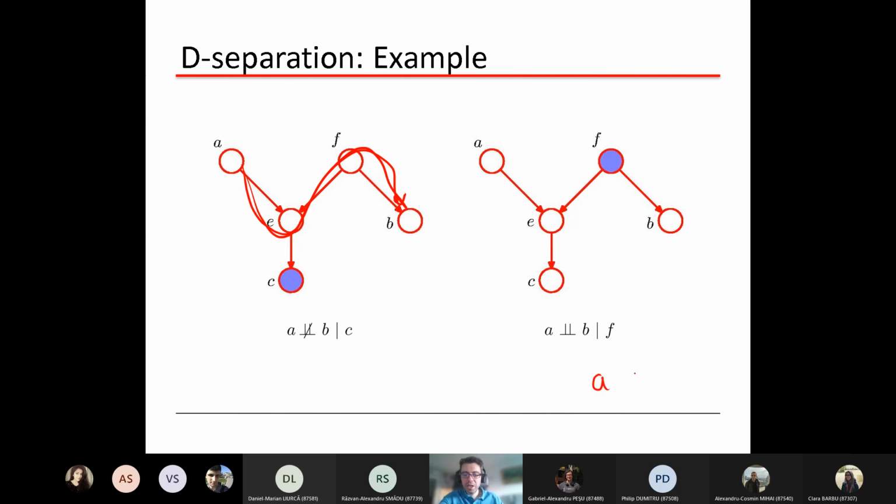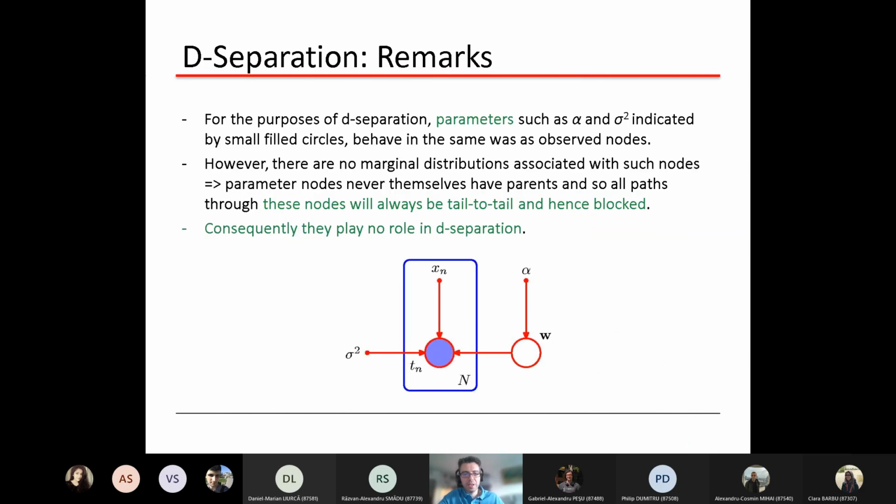And one question would be, is A independent of B given nothing? What do you say? If we are not given anything, is A independent of B? Yes, because we have a V structure that is unobserved. So they are independent because we have this V structure, and neither the node nor any of its descendants are observed. Therefore, this path will be blocked at the V structure. Yes, very good.